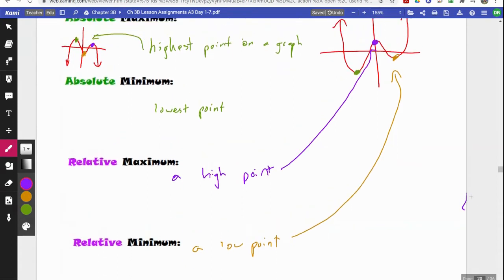So that's relatively basic, and we just described it in a very easy way. The highest point on a graph is absolute maximum. The lowest point, if there's a lowest point, that's absolute minimum. And relative max is a high point, but not the highest, and a relative minimum would be a low point, but not the lowest.